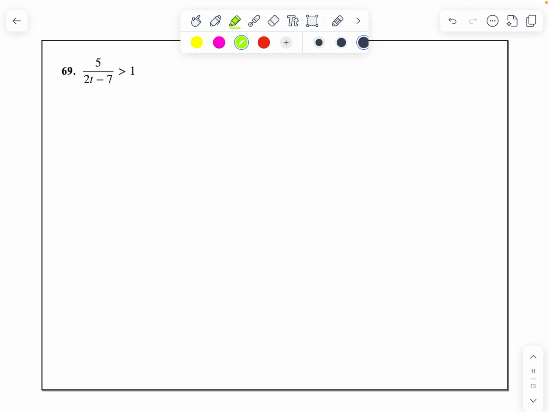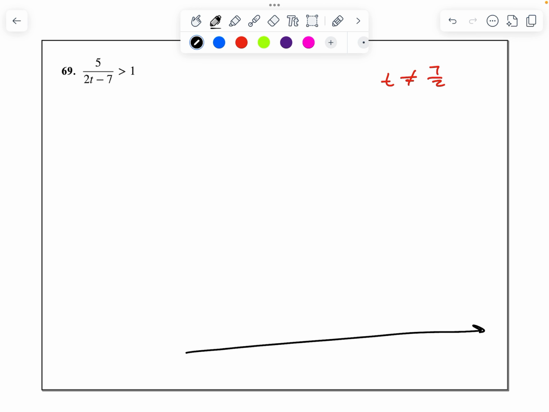I would take a second again and try and solve this one on your own. First, I'm noticing that t cannot equal 7 over 2. So that's the first thing I'm going to put on my graph with an open circle. 7 over 2 is the same thing as 3.5. 1, 2, 3, 4. 7 over 2 is right here.